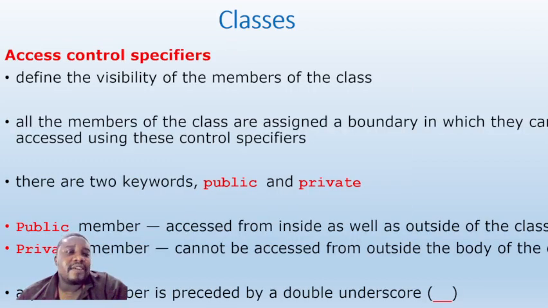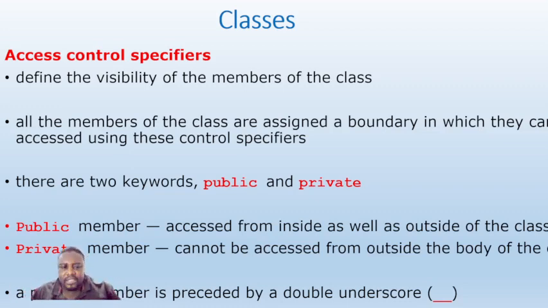Access control specifiers. Access control specifiers define the visibility of the members of the classes. All the members of the classes are assigned a boundary in which they can be accessed using this control specifier. There are two keywords, public and private. Public members can be accessed from inside as well as outside of the class. What exactly is the meaning of that? It means that if you have a variable which is public, it can be accessed outside of the class.